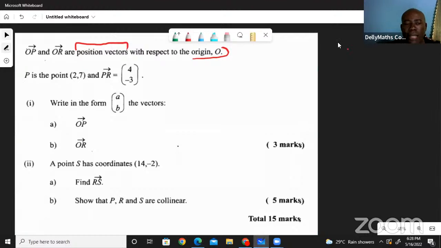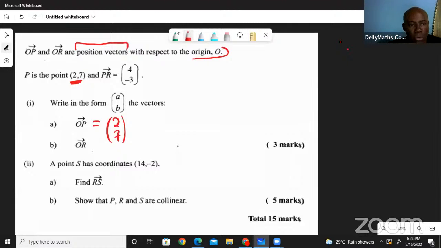We want to understand that whenever we get a coordinate in a position vector system, we actually have the position vector from the origin to where the point is. So OP is going to be linked to the point P, so it's going to be 2, 7, like that. So that is OP. OR, we're going to have to put some working together to get OR, because we were given PR and we have OP.